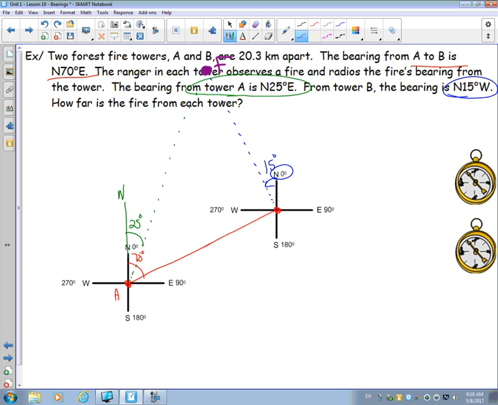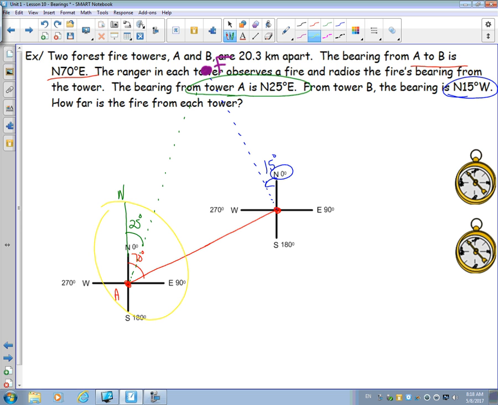Okay. This one's a little bit trickier because we involve two compasses. The nice thing about two compasses, however, is that there's an idea that we can use to help us find angles. Because if you notice, because we have two compasses, we have more than the normal amount of angles involved here. Okay. To start with, let's go back to our first compass, the one at A.